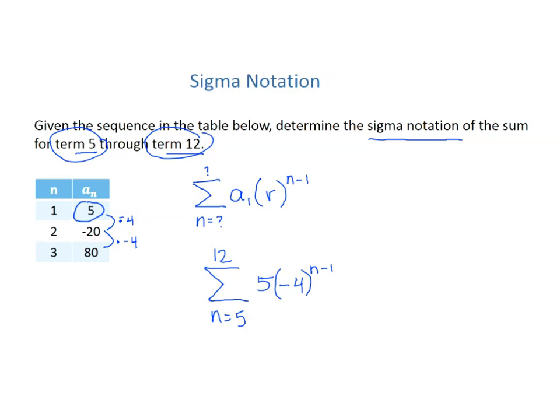It doesn't tell me to actually find the sum, although we could, doing it the same way we just did the last few problems. But in this one, it just asks for the sigma notation for the sum. And so this would be it.